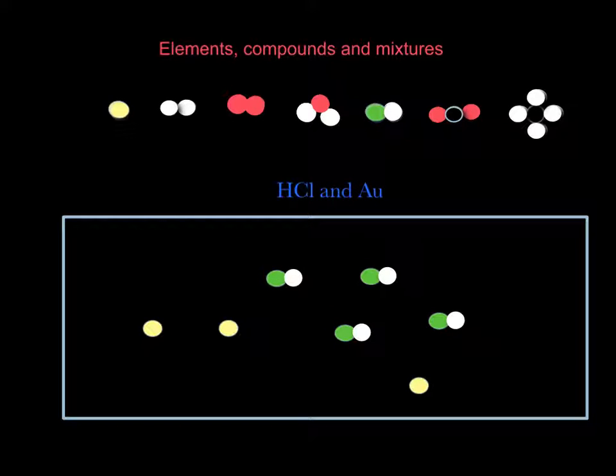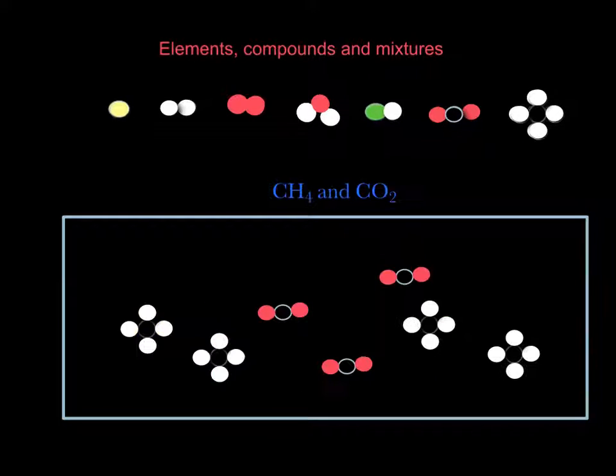I chose these particles for HCl and Au because this includes hydrogen in HCl, and then chlorine, which would be the green particle. And Au, that's just one element, which would be the yellow particle.